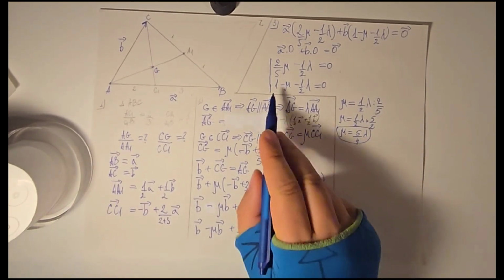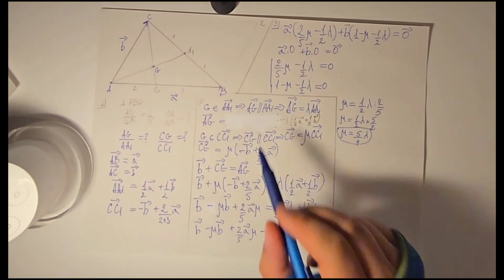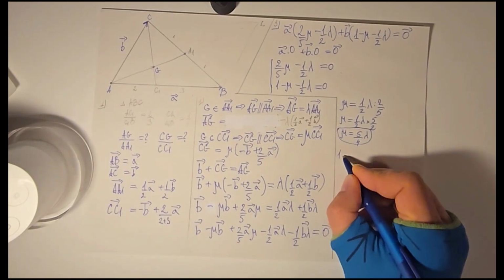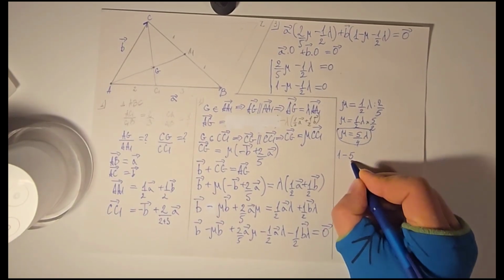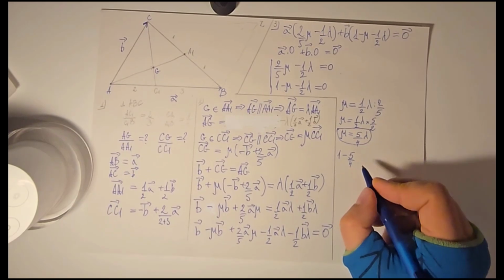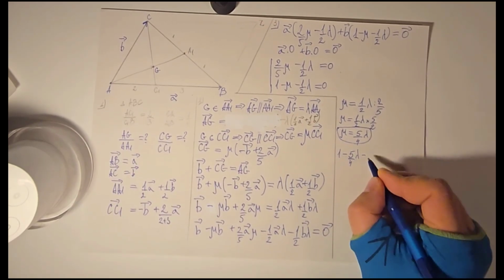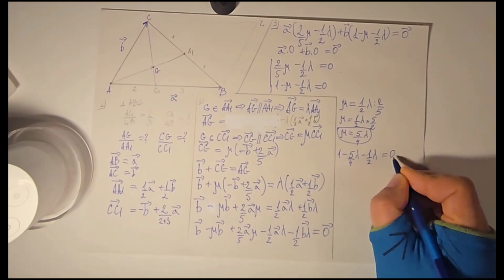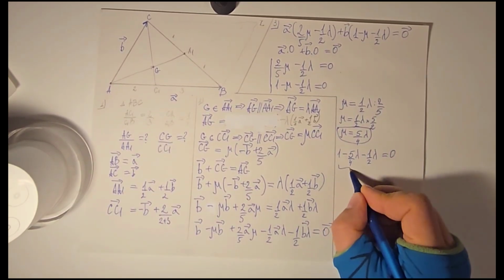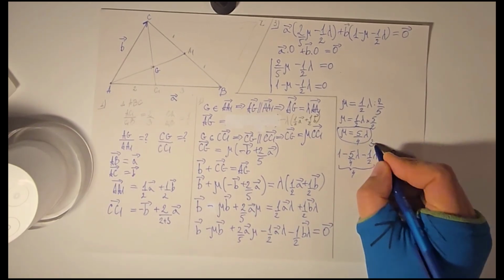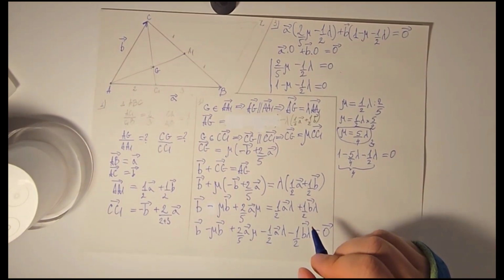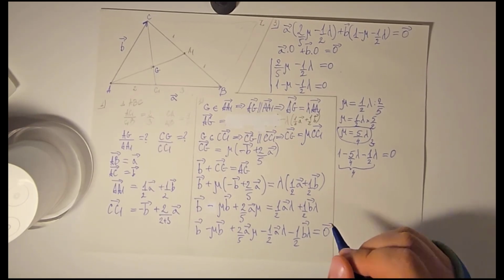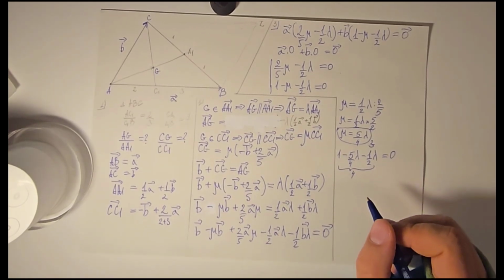This is important. And now let's replace in the second one. So we have 1 minus 5/4 lambda minus 1/2 lambda equals 0. So we simply increase here with 2. Fair enough, I would say.